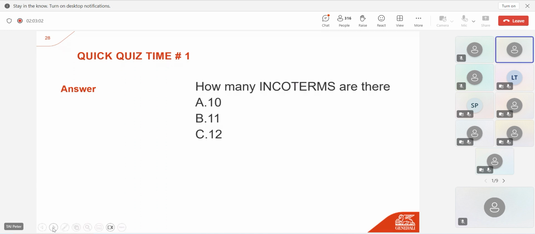Okay, what is your answer? A, B, or C? Okay, 3 answers B, 1 answer C, 4 Bs, 5 Bs, 2 Cs, 6 Bs, mostly Bs, few Cs. For those who answer B, bingo, good job. Congratulations, there are only 11 Incoterms. Okay, great.